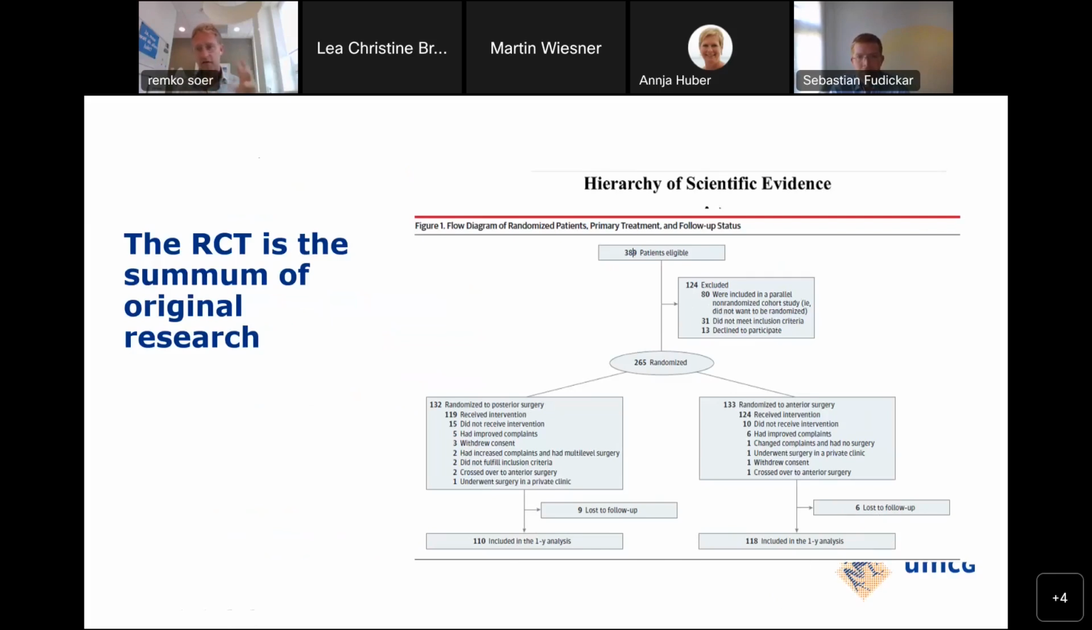You see these flow diagrams basically in all randomized controlled trials. They're very standardized. This is based on the CONSORT statements for randomized controlled trials. And basically, this is just a way of good research.